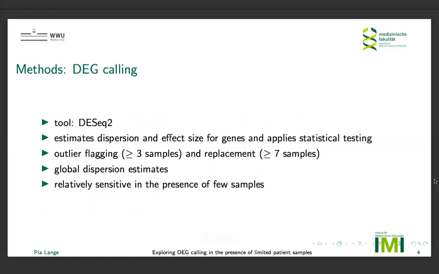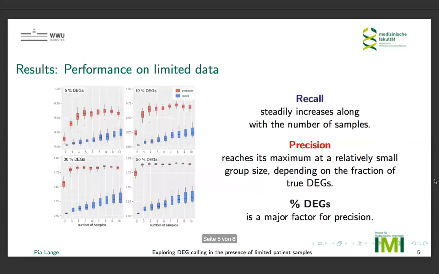For our analyses, we used the tool DESeq2. It assumes a negative binomial distribution and then estimates dispersion and effect size based on the mean and variance of the data. We used this tool because benchmarking literature showed that it is relatively sensitive in the presence of only a few samples compared to other tools. And it has some interesting features that are worth looking into that specifically help when working with a low amount of samples, such as outlier flagging and replacement and global dispersion estimate, also called shrinkage, instead of local dispersion estimates.